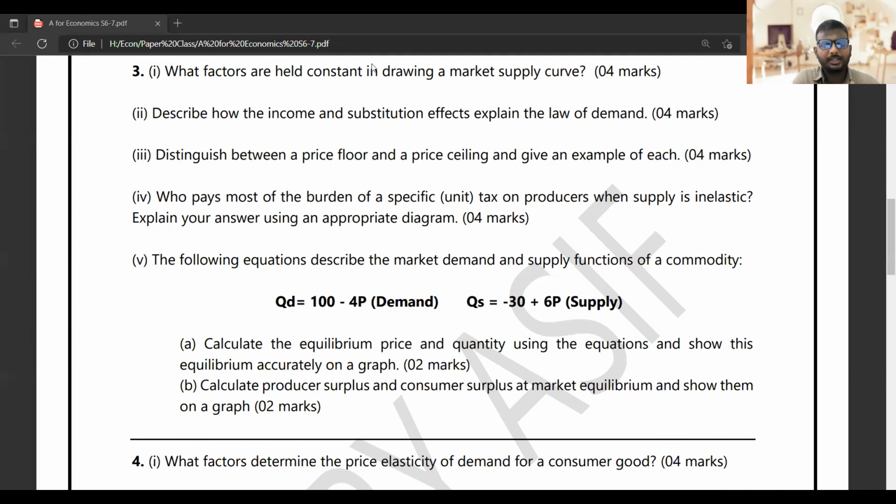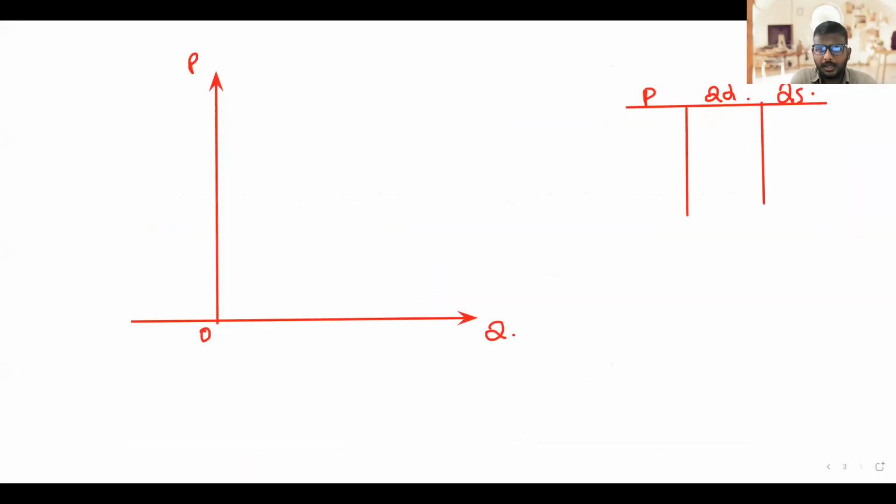So here you have to actually create the table yourself. Create the table yourself and then draw the graph. Now to draw the graph accurately, you have to draw the demand curve, you have to draw the supply curve. Now remember this one thing. When you are drawing a straight line, a demand curve or supply curve, minimum you need 2 points. But I would always recommend you to at least have 3 points just for ease of drawing.